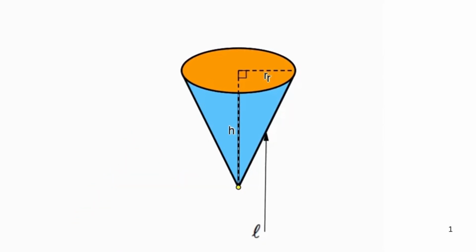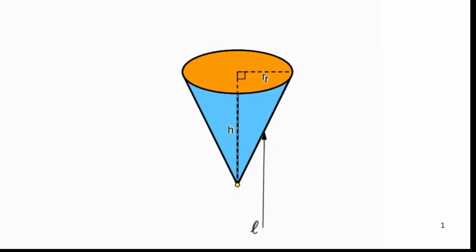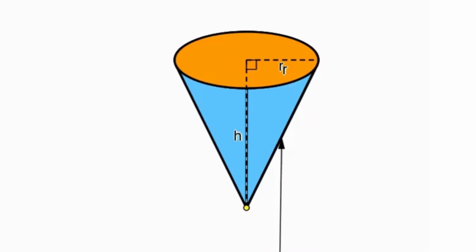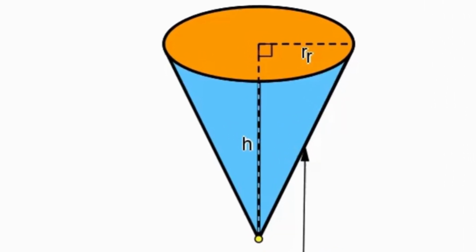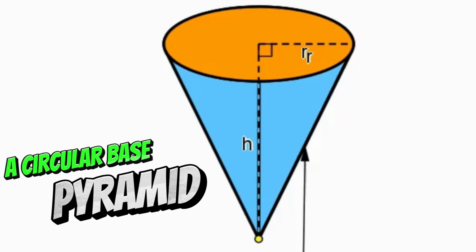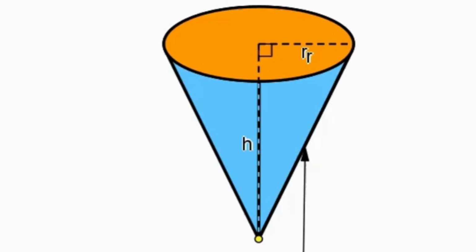Let's go. Today, we are going to look at another solid shape. Guys, the shape is showing on your screen. What name do we call this shape? Can you guess the name of this shape? This is a circular based pyramid.